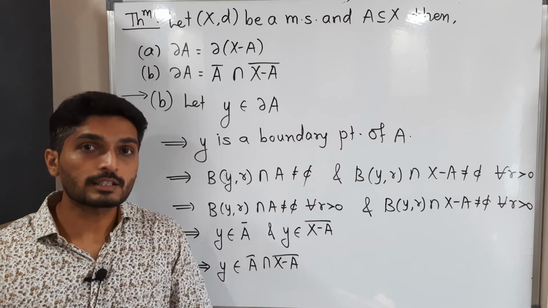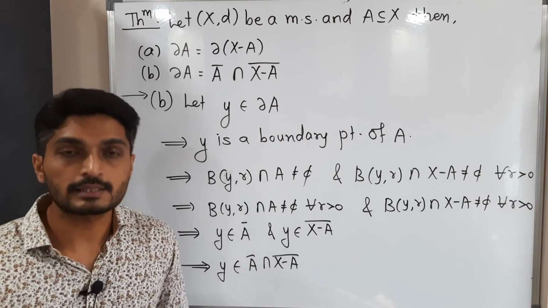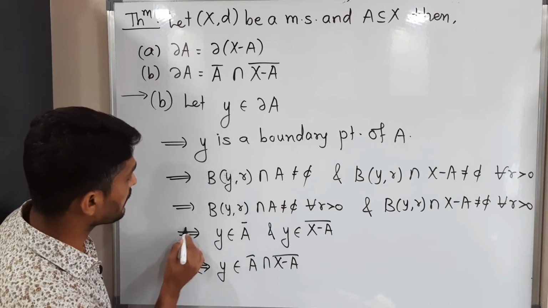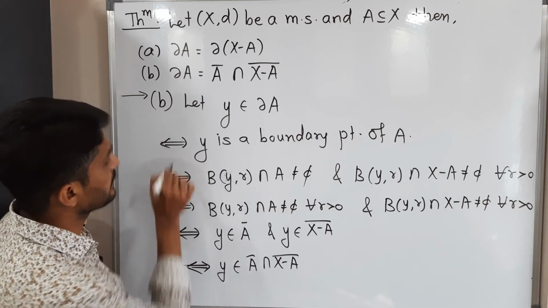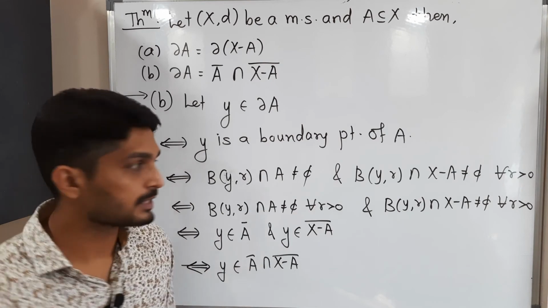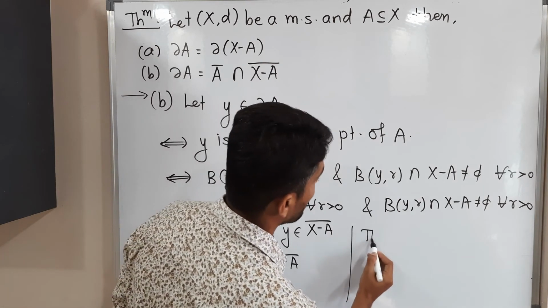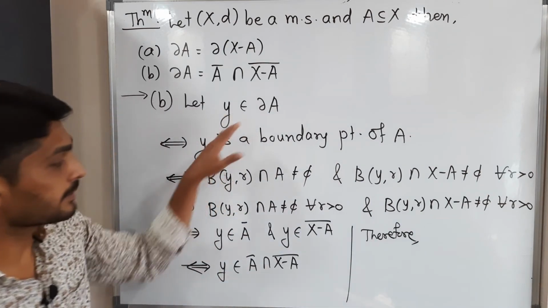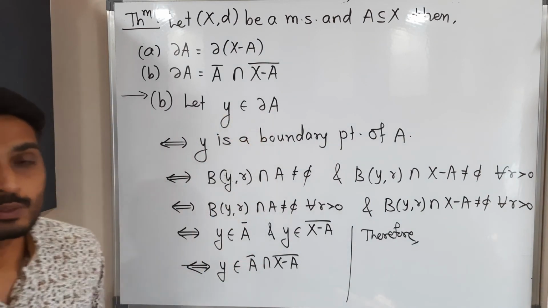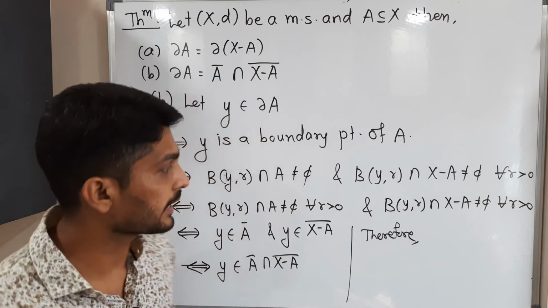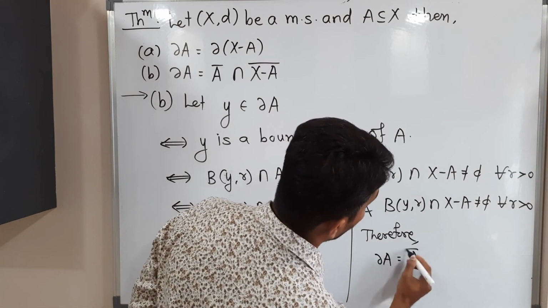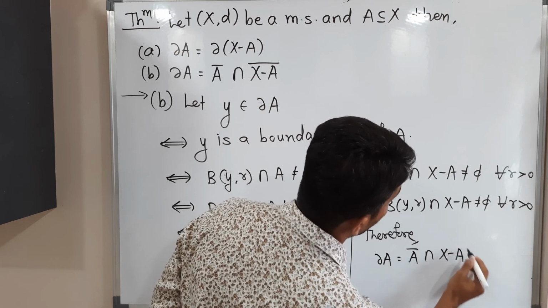Now our task is to prove it in the reverse way. Exactly in the reverse way we can do it. So simply I will write implies and implied by. That means you can go exactly in the reverse way. So therefore, we proved this set is a subset of this one, and this set is a subset of this one. So that's why both of them are equal. We can directly declare that deb of A is equal to A bar intersection (X minus A) bar.